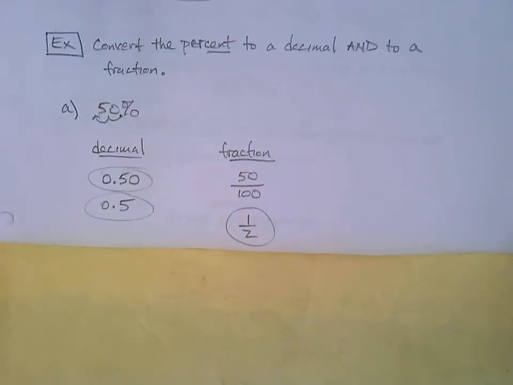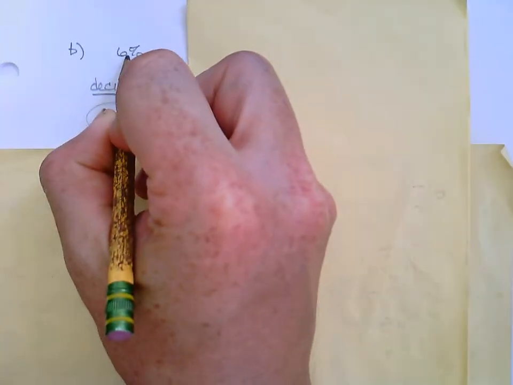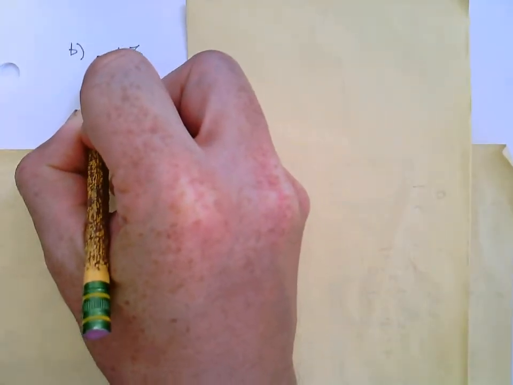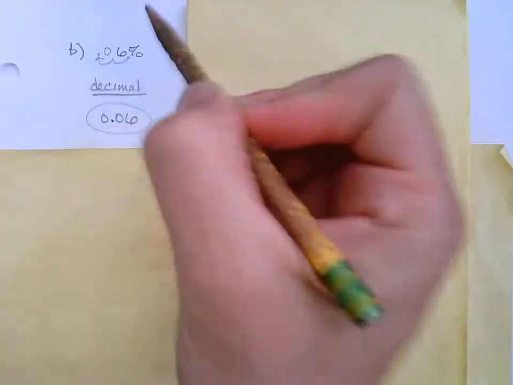Okay, let's see another one. Oh, looks like this page came to the bottom. I've got one more. Let's do 6%. Well, to get the decimal, we're going to move the decimal place twice. So right now the decimal is here, and we're going to go 1, 2. Now when we move it that second time, we'll just fill that in with a 0, 0.06.